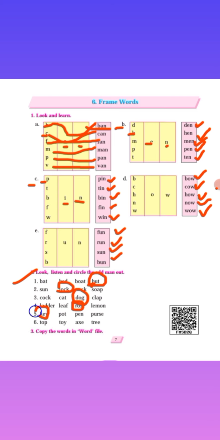Okay, then the sixth number is given: top, toy, axe, tree. Four words are given. What we have to do is circle axe, because the first letter is A and in the other three words T is the first letter. So we have to circle this axe as the odd man out.